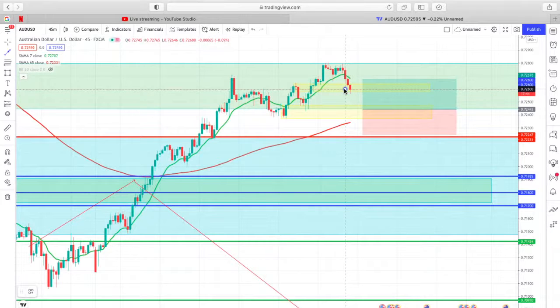So for our short play, and we're actually going to write the levels out. So for the short play, we're looking for this to happen, and this to happen, and that's for our short. And for our long, we're just looking for the rejection right here, and we're just pretty much looking for it to go up.